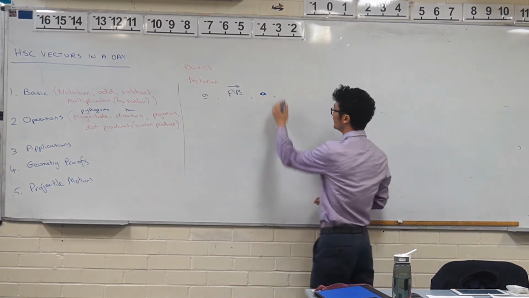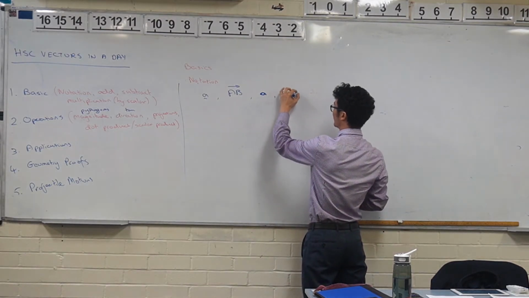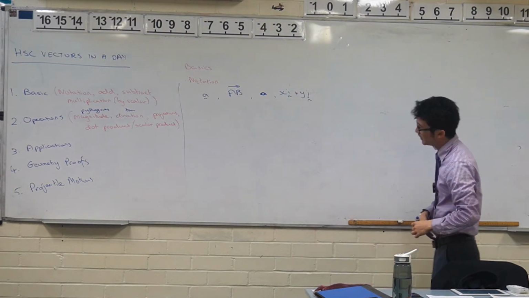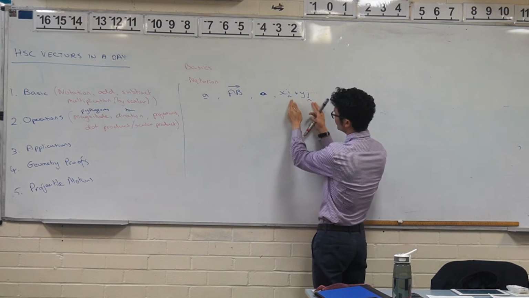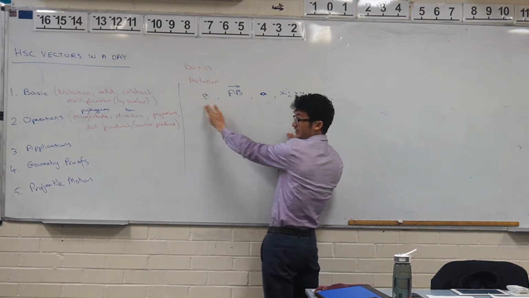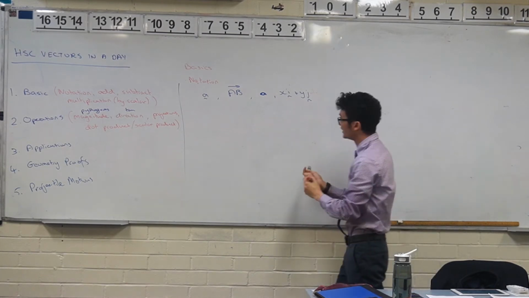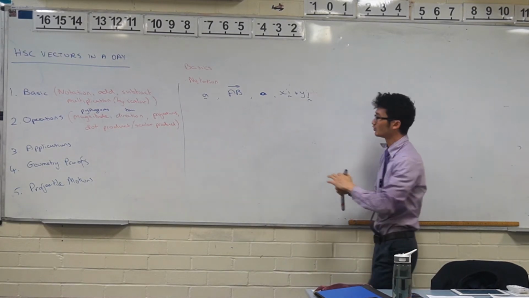And the last one is something written like this, and this is what we call component form. You've got these two squiggle lines here, which look very similar to that. In fact, these are actually vectors themselves. What component form means is that we're breaking up into its horizontal and vertical components.